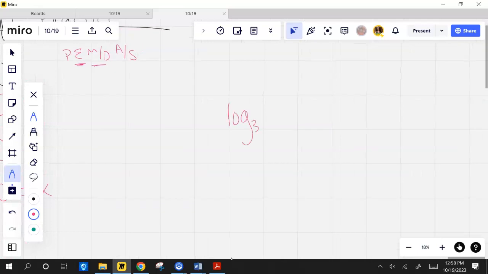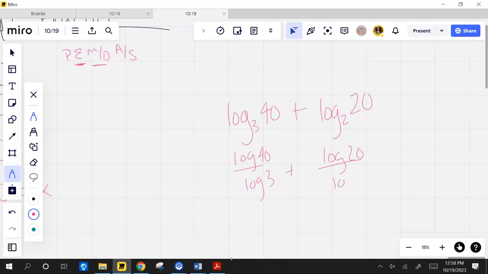Log base 3 of 40 plus 20? Oh, you just do log 40 over log 3 plus log 20 over log 2. Yes, you would add them. You can only condense them that way if they have the same base. And since those have different bases.